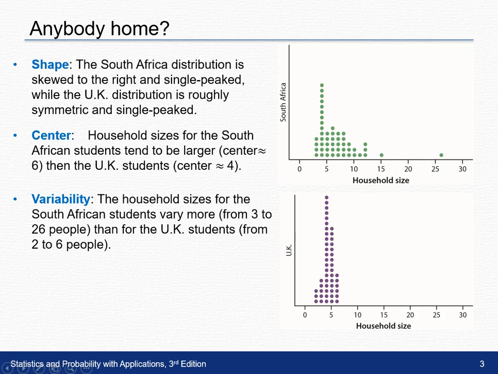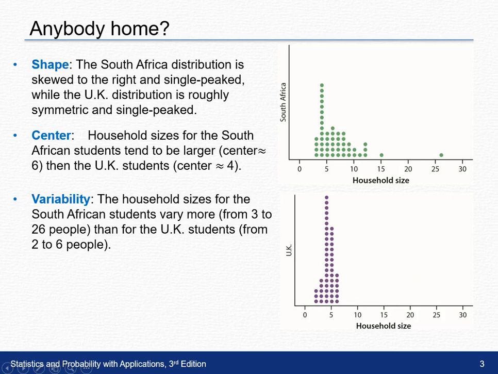Variability. So here we want to look at how spread out the data is. The household sizes for South African students vary more, from a minimum of 3 to a maximum of about 26, whereas in the UK they're more consistent, with a minimum of 2 to a maximum of about 6 people in a household.